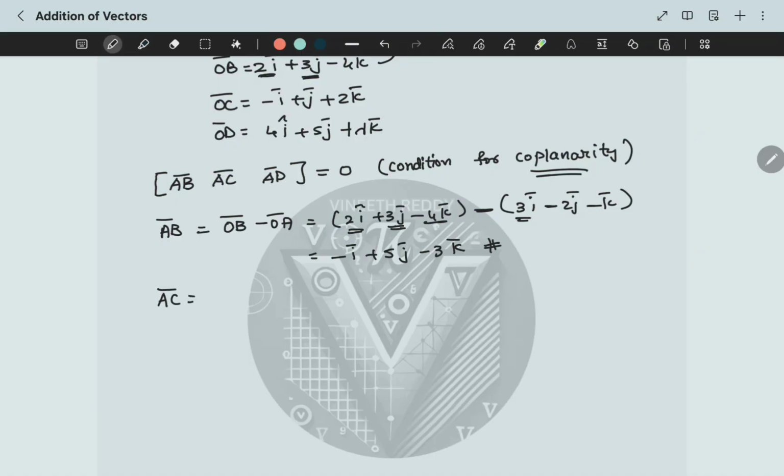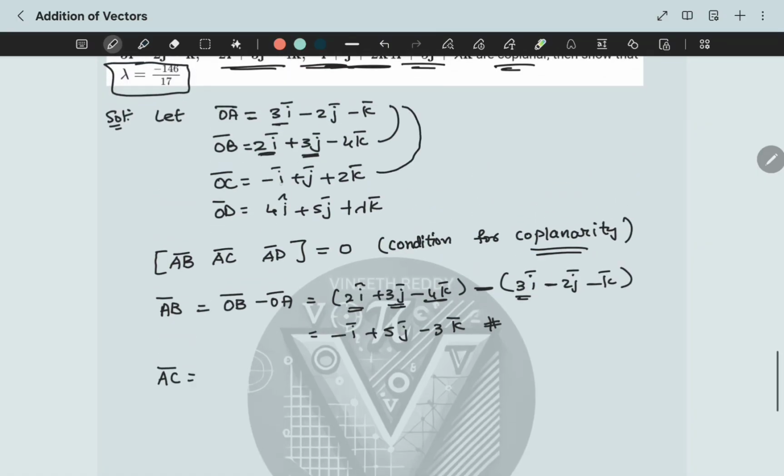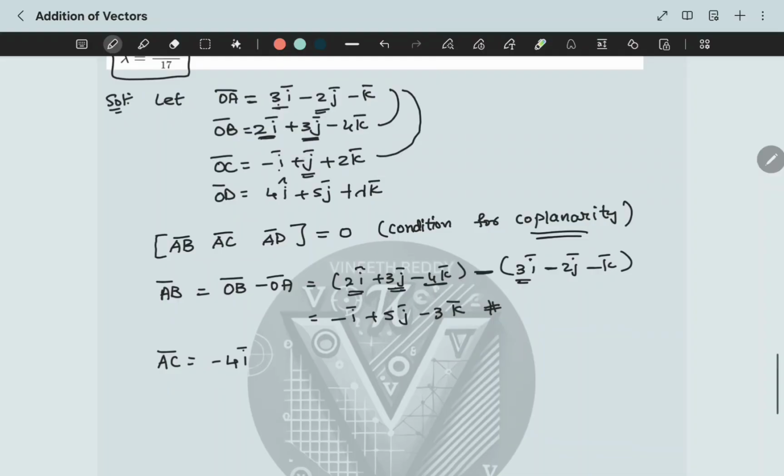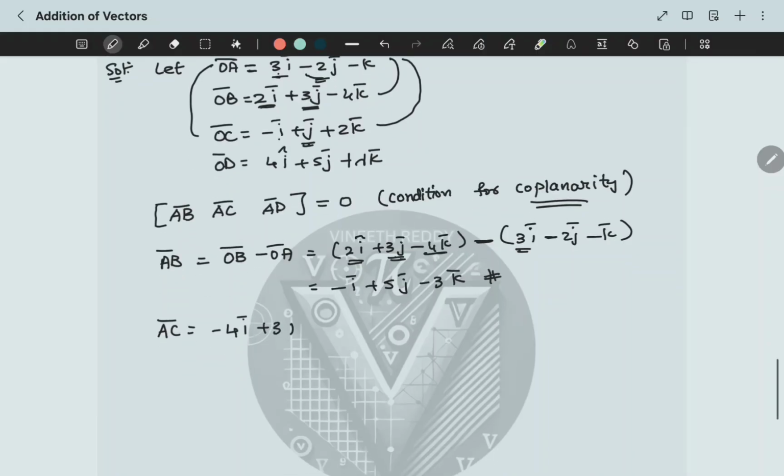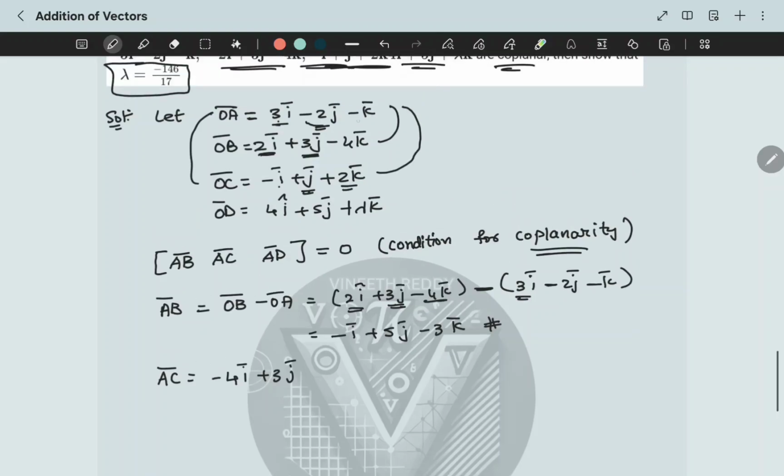So similarly, AC vector should be OC minus OA. So minus i minus 3i is minus 4i, plus j minus of minus 2j should be plus 2j. I repeat, plus 2j. Now here we don't directly write minus 2j, because it is OC minus OA, right? It becomes plus 2j. j plus 2j should be plus 3j. Then 2k minus of minus k is plus k. 2k plus k is plus 3k. Students, let us say this is 2, okay?